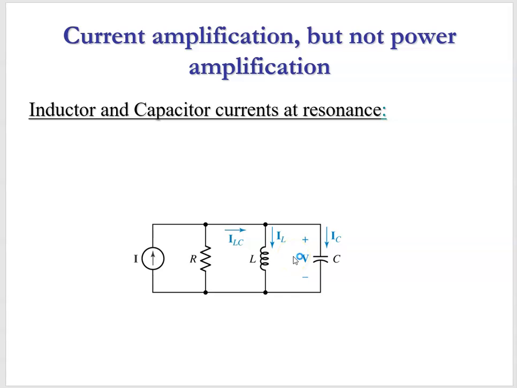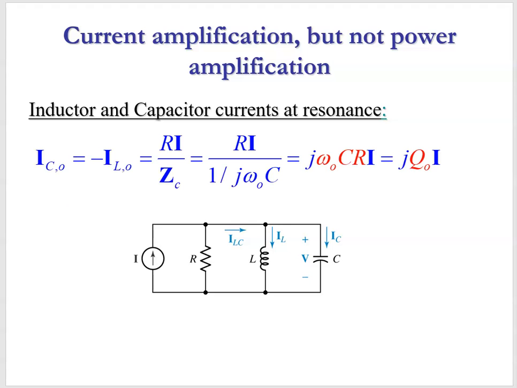So let's take a look at the inductor and capacitor currents again at resonance, and we'll look at it through quality factor. It's easiest to understand through the quality factor. If you recall, our current through the capacitor at resonance is the negative of that through the inductor. So at resonance, our circuit looks completely resistive to the forcing function, in this case our current source. So all its current is going to flow through this resistor.